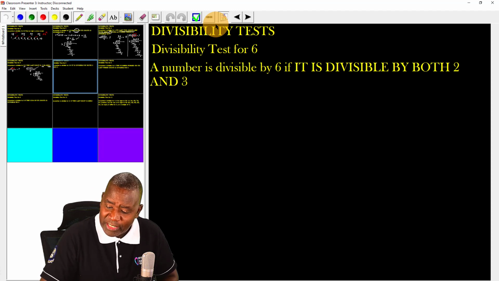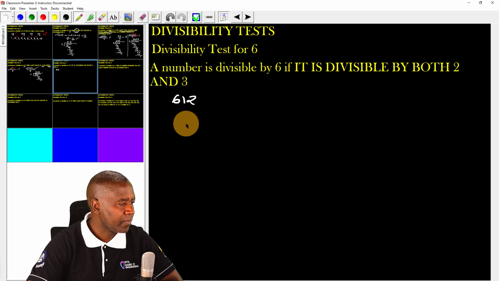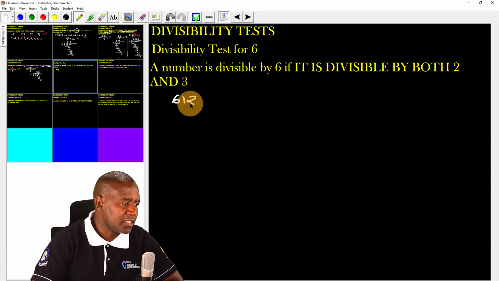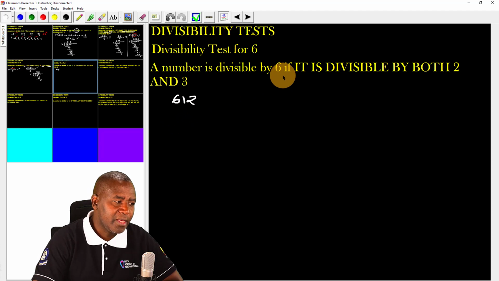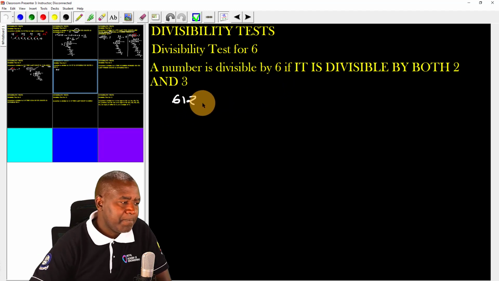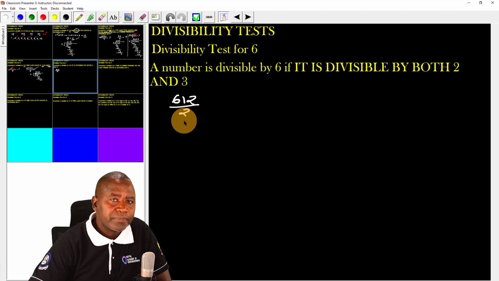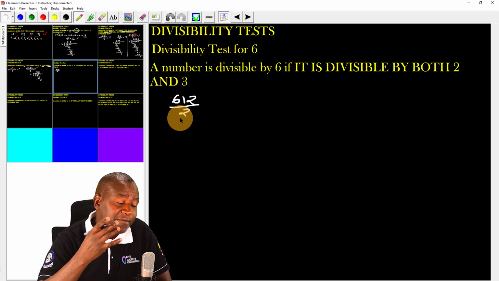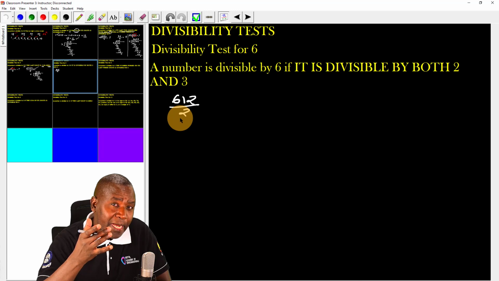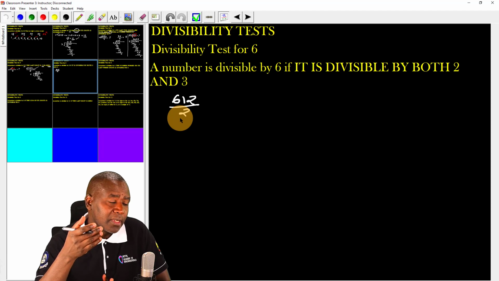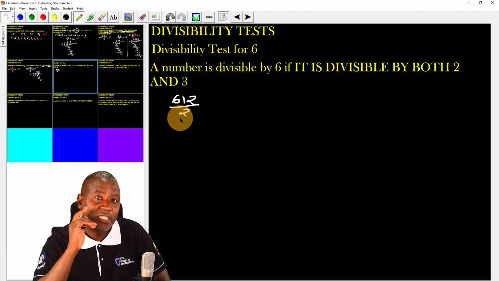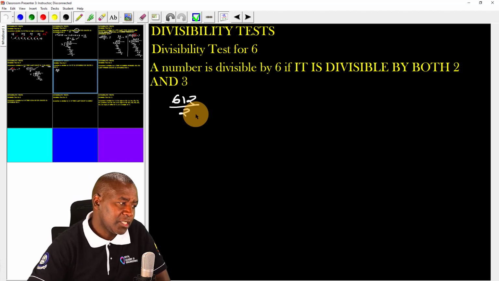Again, I want to look at an example which is given in your course book. I want to look at the example of 612. So we want to test, is 612 divisible by 6? What is the first test? Is it divisible by 2? What is the divisibility test for 2? A number is divisible by 2 if it is even, or if the last digit is even, or the last digit is 0. Does it fulfill that condition? Of course it does.